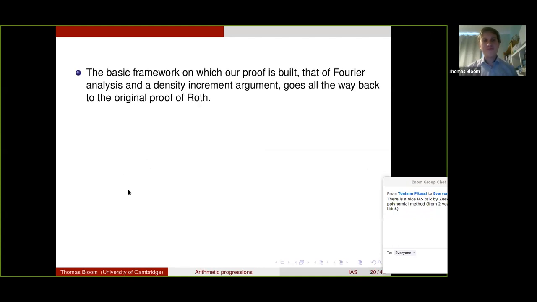Okay, so how does our proof proceed? The first thing to say is that for the qualitative statement that R of n equals little o of n, there are quite a variety of different proofs now. Roth's original method used the circle method. But now there are purely combinatorial proofs, for example, by the triangle removal lemma and Szemerédi's regularity lemma. There are proofs using ergodic theory as well. But still, by far, the quantitatively best bounds have always come from elaborating on the original idea of Roth. This is by using Fourier analysis and a density increment argument. And our proof is no different. So the basic overall structure is that of a density increment argument.